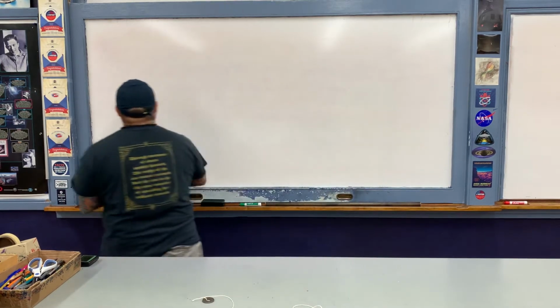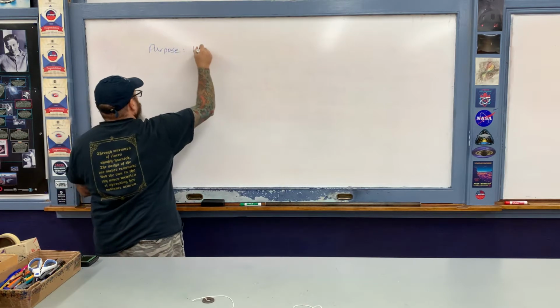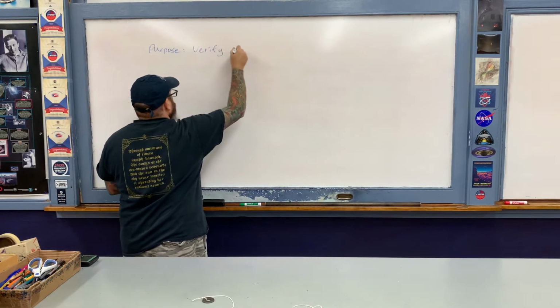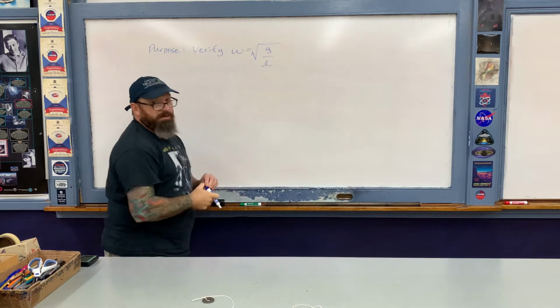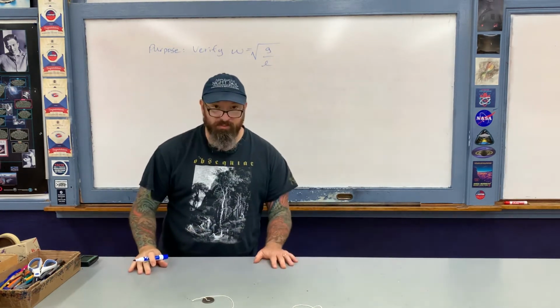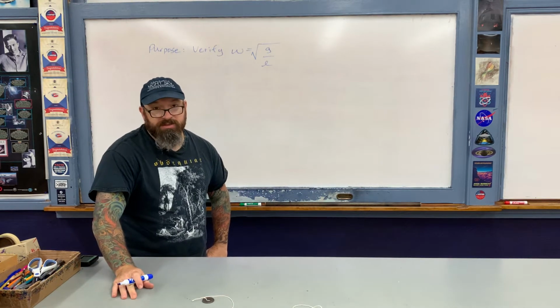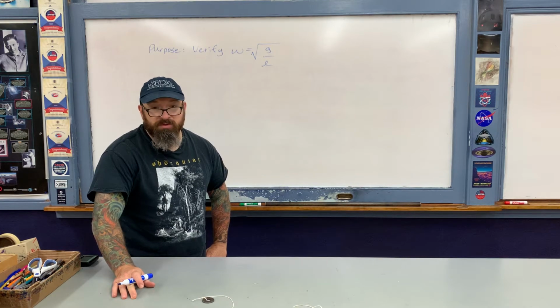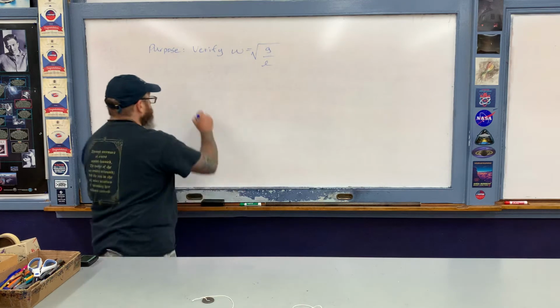Okay, the purpose of this laboratory exercise is to verify the following expression. We're going to verify that the angular frequency of the simple pendulum is the square root of g over L. This is the natural frequency of the simple pendulum. Now in order to do so, there's a little bit of theory behind the exercise. Once again, for those of you enrolled in AP Physics C, when you conduct a formal laboratory report, you have to show this theory.